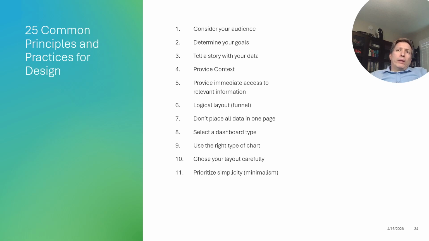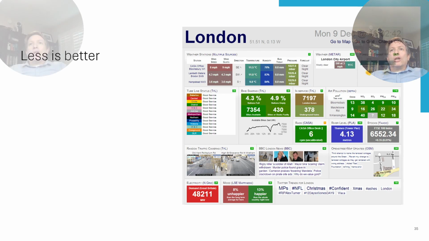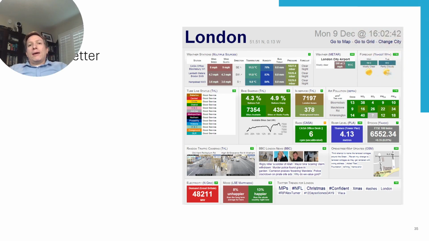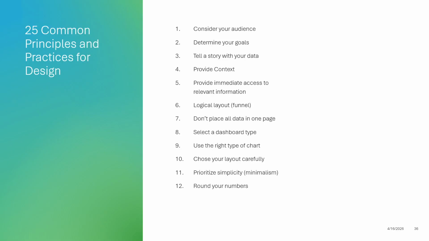Then another recommendation is prioritize simplicity, the rule of minimalism. Less is better. For example, here is a really busy dashboard that is telling a lot of things about weather, bike sharing, the transit, air pollution. Then it has a lot of data, yes, but it doesn't have a specific task. Maybe if you simplify things, it's going to be easy to approach.